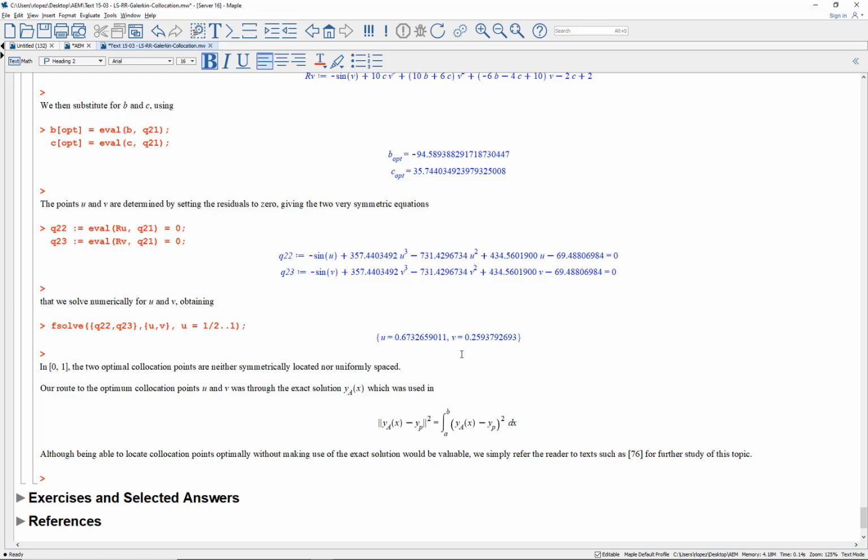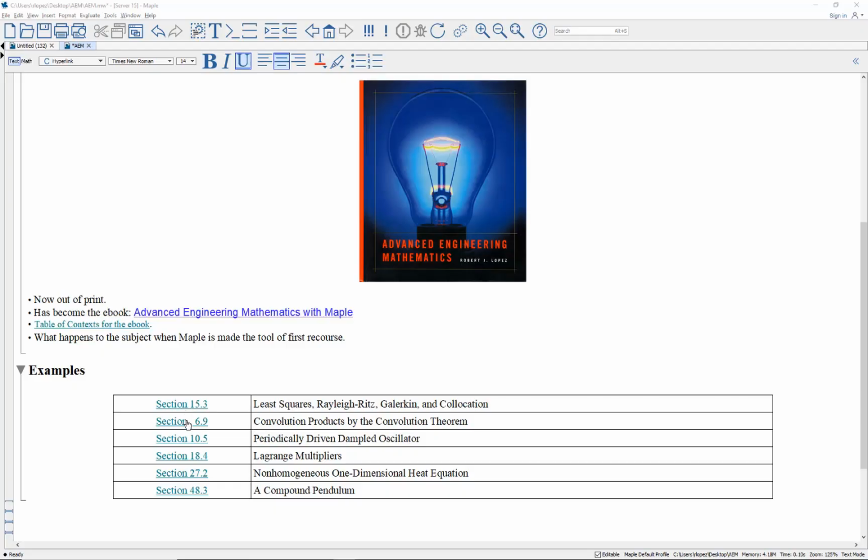not equally spaced. And what theory lies behind an optimal choice of collocation points is just not carried any further than this, except to show that there is an optimal set of collocation points. This is just a quick look at the method. It's not an in-depth study of the particulars of that method.